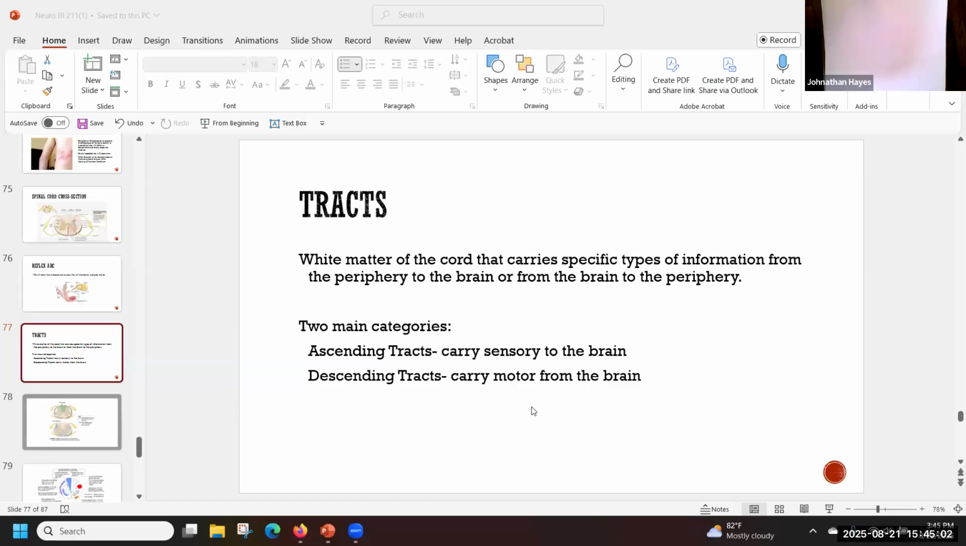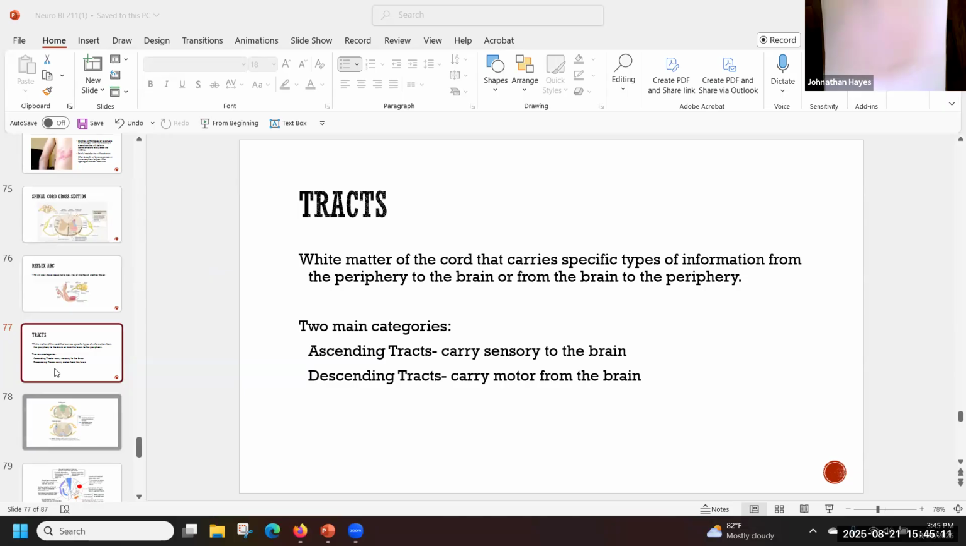So sometimes when I'm going over terminology with tracks, it's trying to prepare you for how to answer questions about them on a standardized test. Understanding might end up coming much later. So when you get into tracks, there's two main categories. You have ascending versus descending. Ascending is always sensory, descending is always motor, okay?